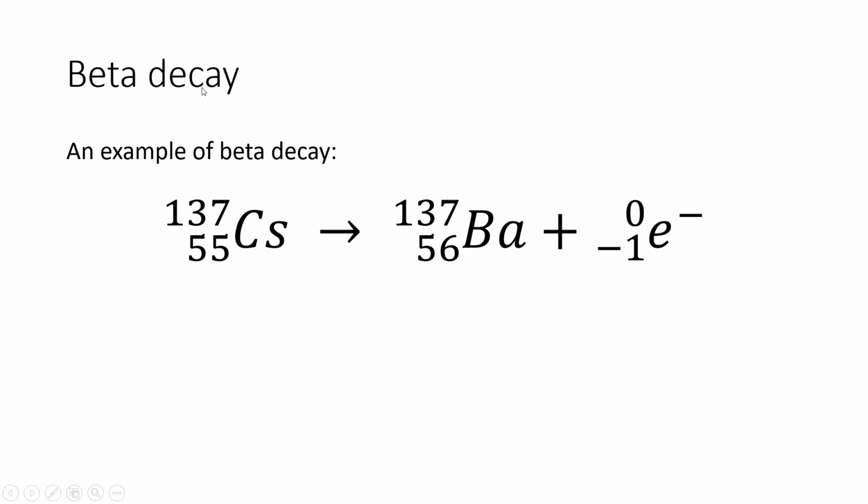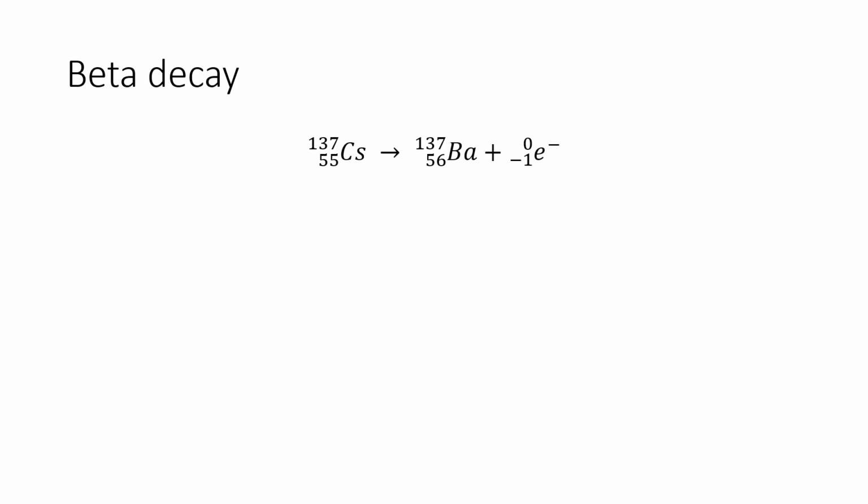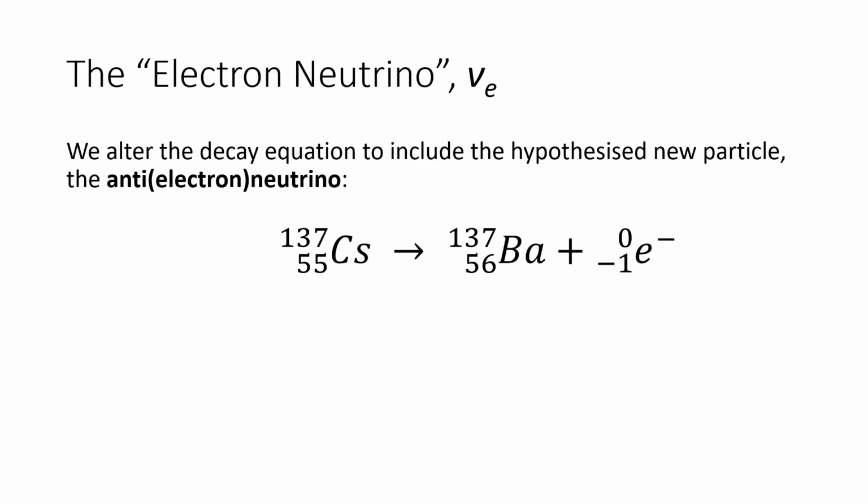Alright, so this is an example of beta decay. Can you see that the electron is on the right hand side? To get the electron, minus 1, you've got 56 minus 1, that gives you 55 on the left hand side. Now there is something missing. What is missing is that we have an antineutrino.